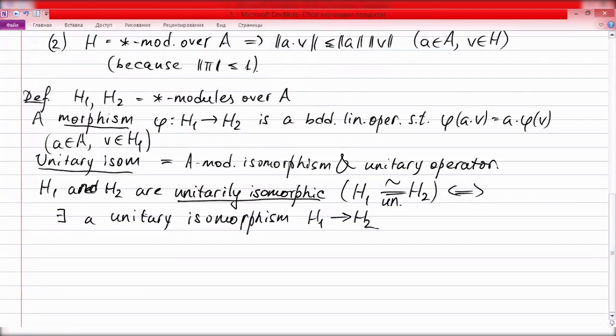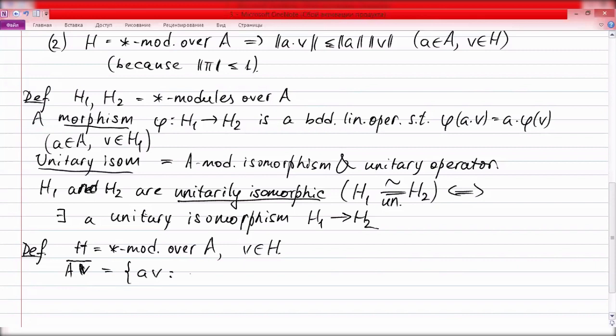Let's now introduce a special class of star modules, which will play an essential role in our approach to the spectral theorem. So we have the following definition. Suppose that H is a star module over A, and let V be a vector in H. We denote by the closure of AV the following subset of H. It consists of all elements AV, where A runs over our algebra, and we take the closure in H. So this subspace is called the cyclic submodule of H generated by V.